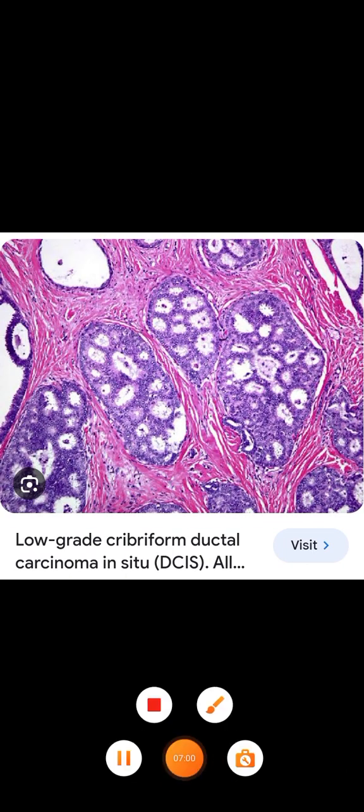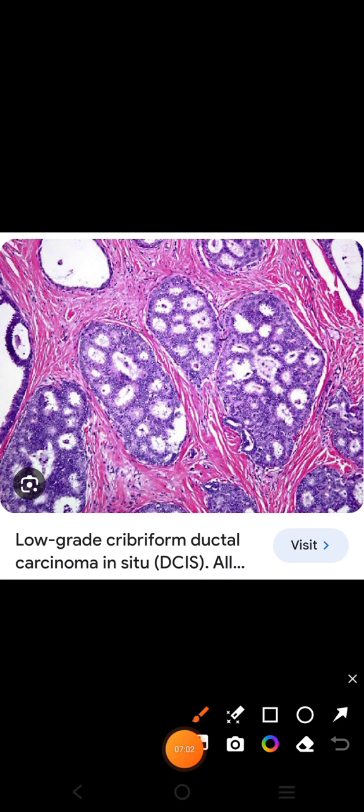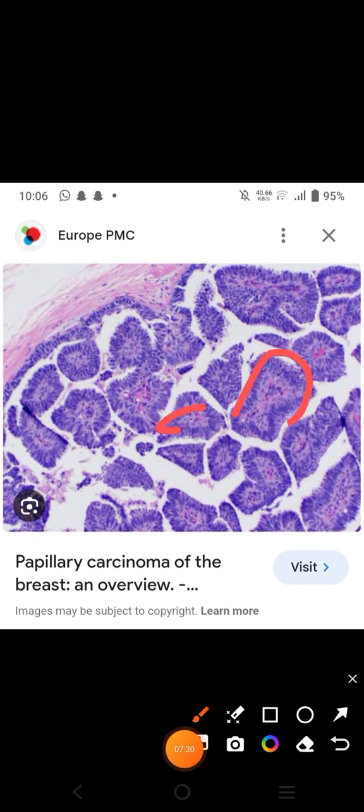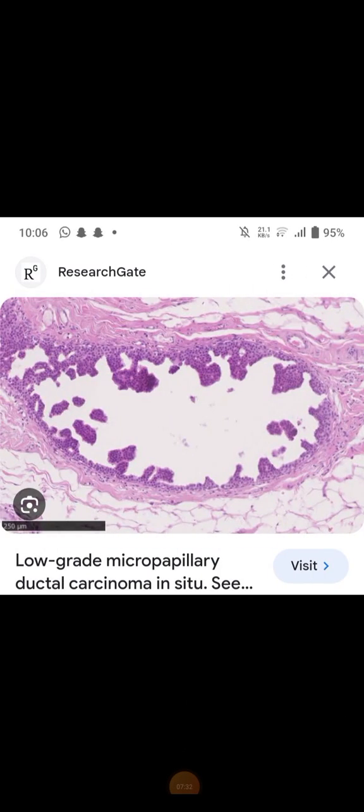Again, just recall in your mind what it looks like. It looks like a cookie cutter, or you can say that sieve like spaces are present here, so it is your cribriform. And here there is an area of central necrosis, and outside it there are high grade nuclear cells. Here you can see papillas. This is papillary type. Here you can see micropapillas.